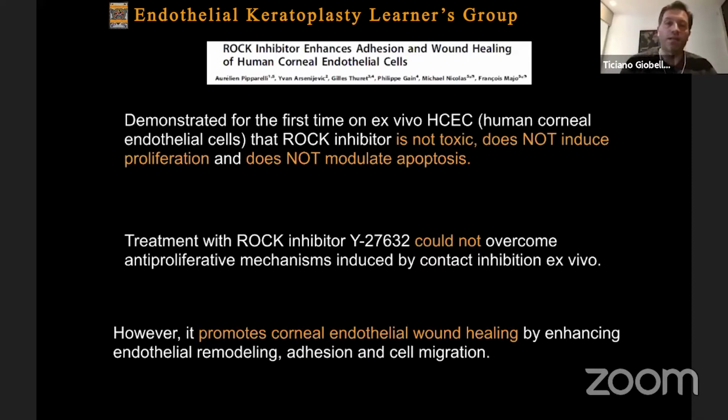This study is very important because they demonstrate for the first time that the ROCK inhibitor is not toxic, does not induce proliferation, and does not modulate apoptosis. Treatment with ROCK inhibitor could not overcome antiproliferative mechanisms induced by contact inhibition ex vivo. However, it promotes corneal endothelium wound healing by engaging endothelium remodeling, adhesion, and cell migration.